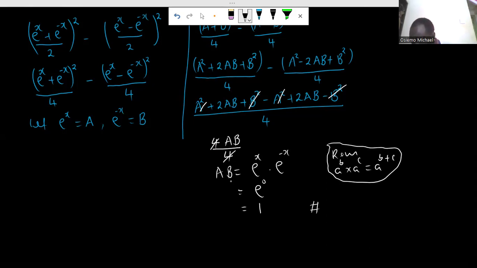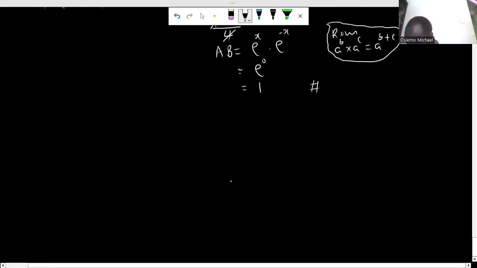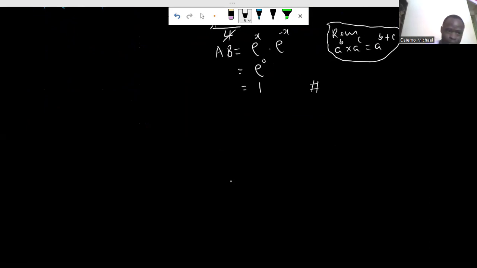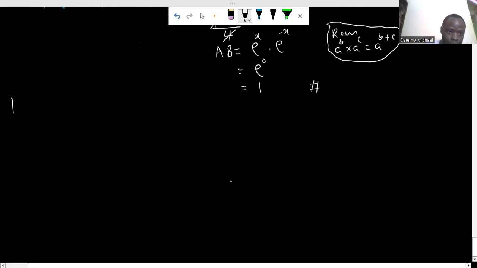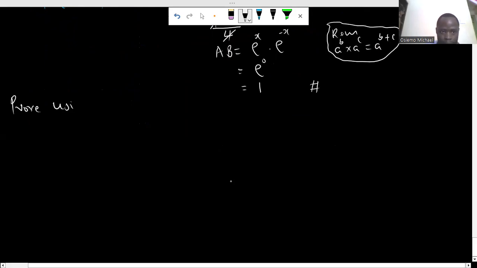Now, do you need another example? Let us use Osborne's rule to prove. Let's go to Osborne's rule. Another example. Prove using Osborne's rule.